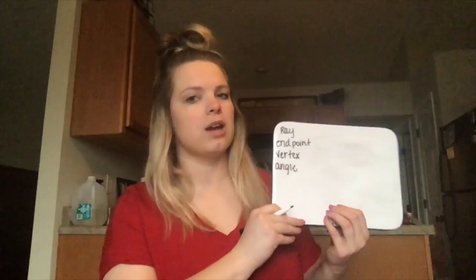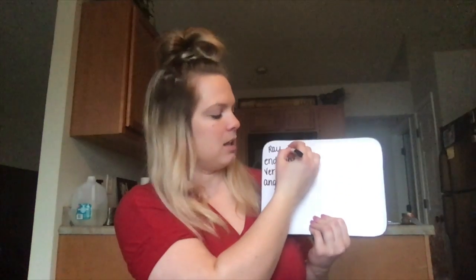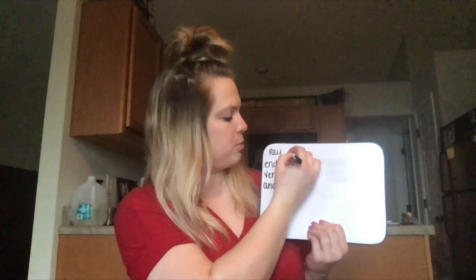Like we talked about yesterday, there is a lot of vocabulary that goes along with this chapter. So yesterday we talked about 4 different vocabulary words. Those words were ray, endpoint, vertex, and angle. Remember we said that a ray is an arrow with an end point on the end.